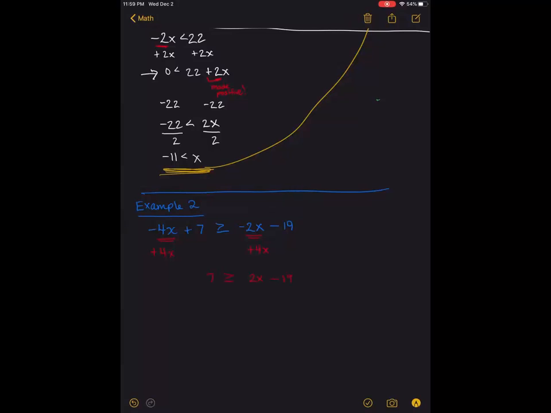You could also, a lot of times we actually do this in one step. You add or subtract the numbers and the variable terms that you want to move all at once, and that's fine. But then the next move would be I need to get that negative 19 off of the right-hand side of the inequality. So I'm going to add 19 to both sides. So now on the left-hand side here, I'm going to get 26 is greater than or equal to 2x. Dividing by 2, I get 13 is greater than or equal to x.